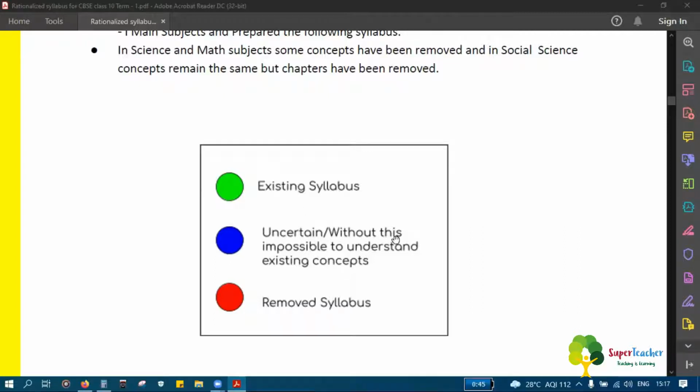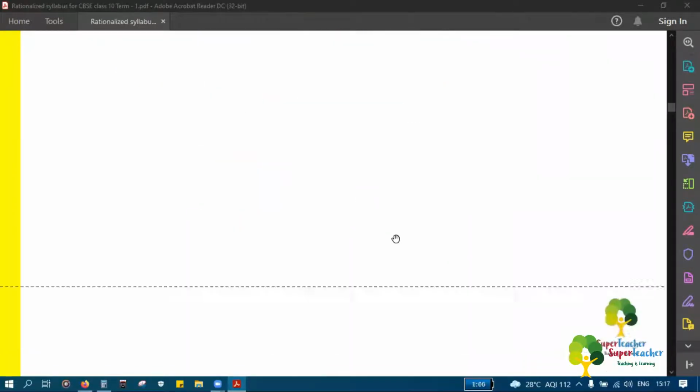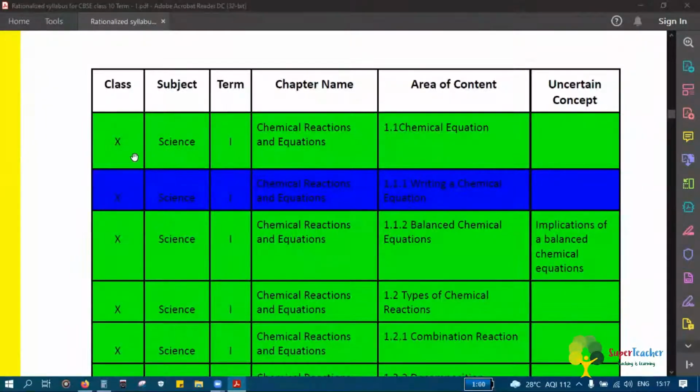With respect to term 1 and term 2, let's look at the term 1 syllabus initially, where in science we have chemistry, biology and physics. We'll be looking at each of the chapters of term 1: what are the concepts that have been removed, what are uncertain, and what are the chapters that remained.